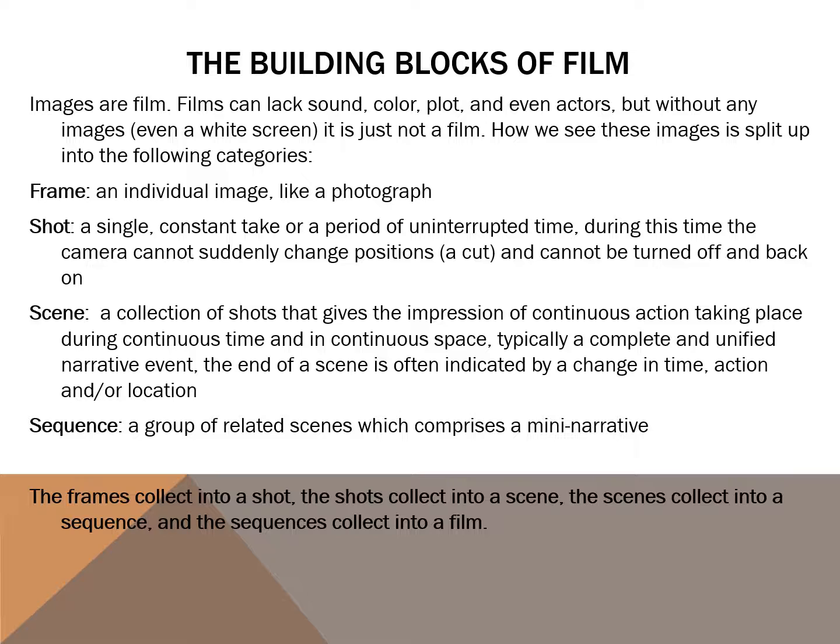Finally, we have a sequence. That's a group of related scenes which comprise a mini narrative of the film. A sequence can be separated out. You can have scenes at different points in a film that are interrupted by other scenes that actually combine to form a sequence. So a sequence does not have to be chronological as you're watching the film.